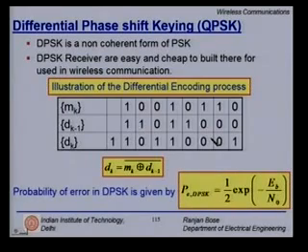So the probability of error in the differential phase shift keying is given by half e raised to the power minus Eb over N0.